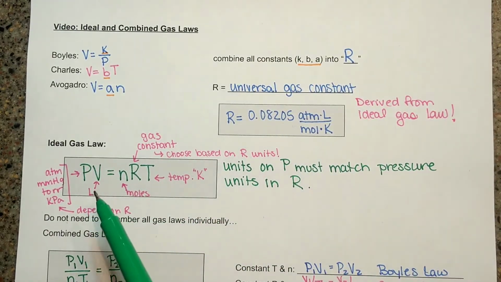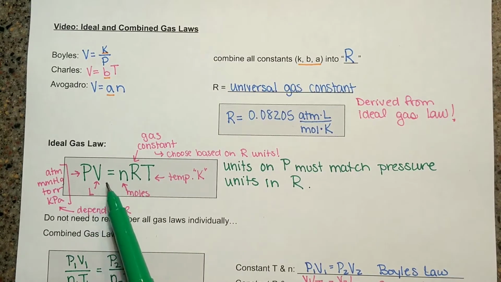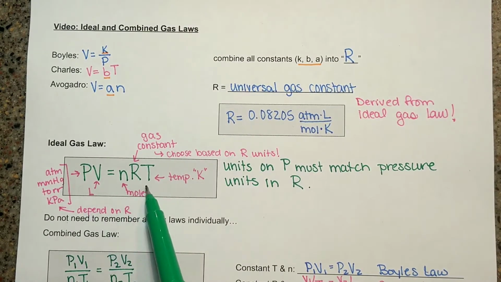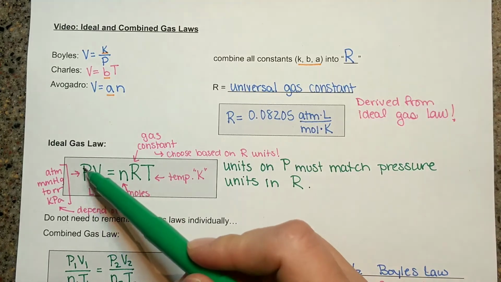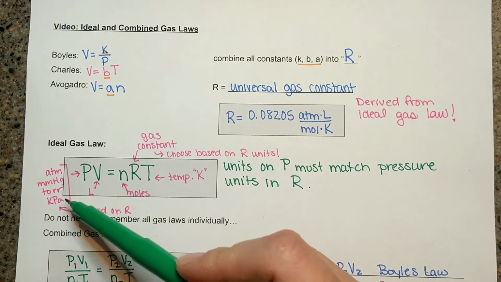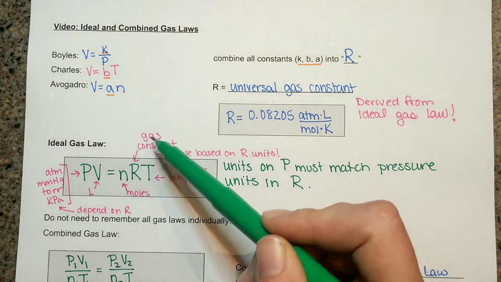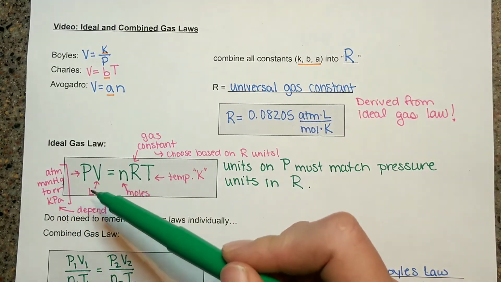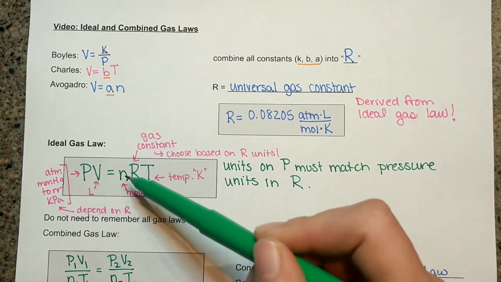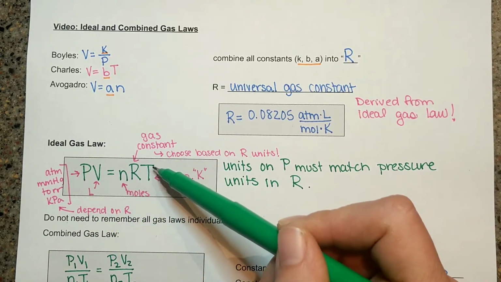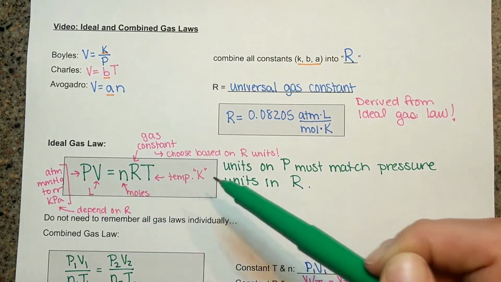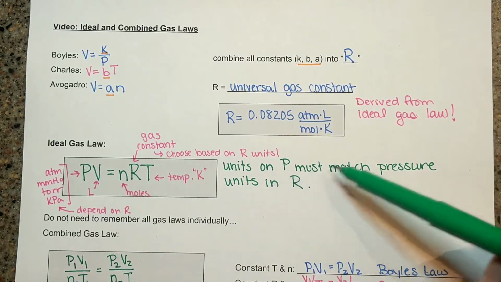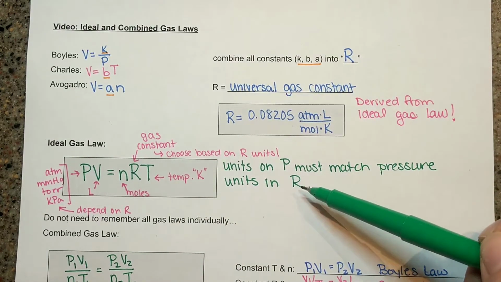Our ideal gas law we refer to as PIV-NERT, PV equals nRT, where my pressure can be any one of my pressure units so long as the pressure units on R match up with the pressure units given to me. My volume has to be in liters, n is moles, and T for temperature has to be in Kelvin. So note that units on pressure must match the pressure units on R.